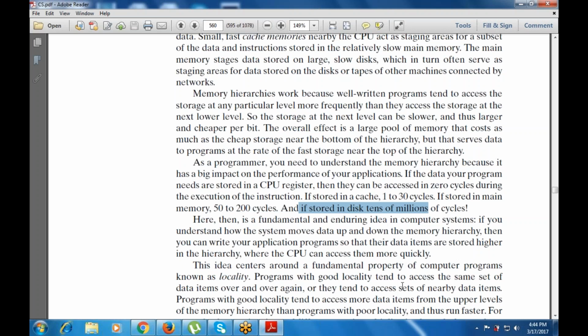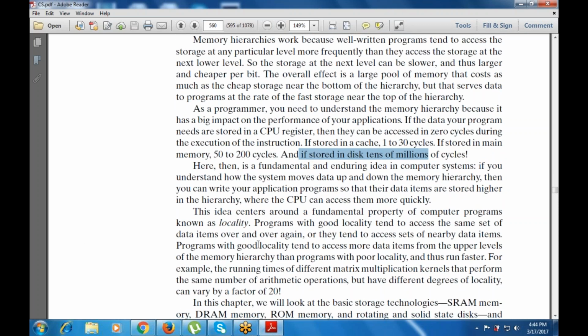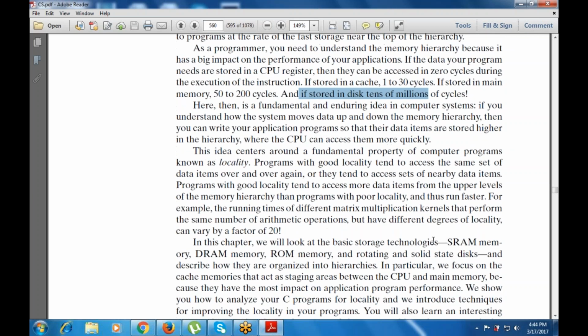The main idea is a fundamental property of computer programs known as locality. Programs tend to access the same set of data items over and over again, and programs with good locality run faster because they keep data in the upper levels of the memory hierarchy. For example, the SRAM memory, DRAM memory, ROM memory, rotating disk, and solid state disk describe how memory is organized in the hierarchy.